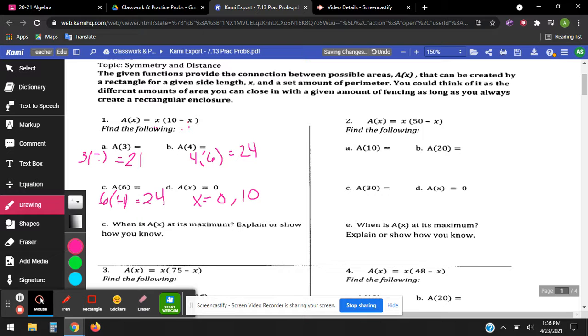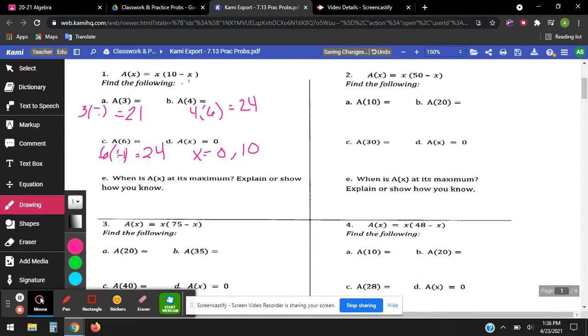Okay, when is A of x at its maximum? Explain or show how you know. Looks like with 4 and 6, it's pretty close. What if I put in a 5? 5 times 10 minus 5 is 5. 5 times 5 is 25. So if x equals 5, then A of 5 equals 25. And on both sides otherwise, it's starting to get a little bit lower. So it's kind of that halfway point in there.